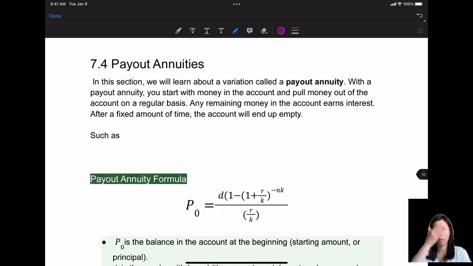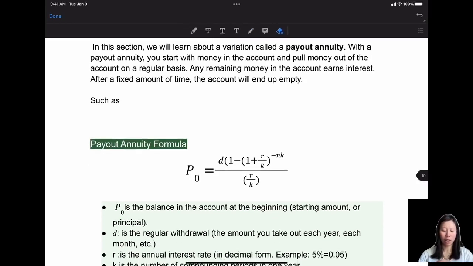So basically, you can think about the scenario where you save up enough money, and then you are retired. Now you don't make any money anymore. You don't do any deposits, and now you start taking the money out from your savings account. But whatever money remains there is still earning interest. Then you use this formula to help you figure out how long this money can last. It's really interesting and really practical.